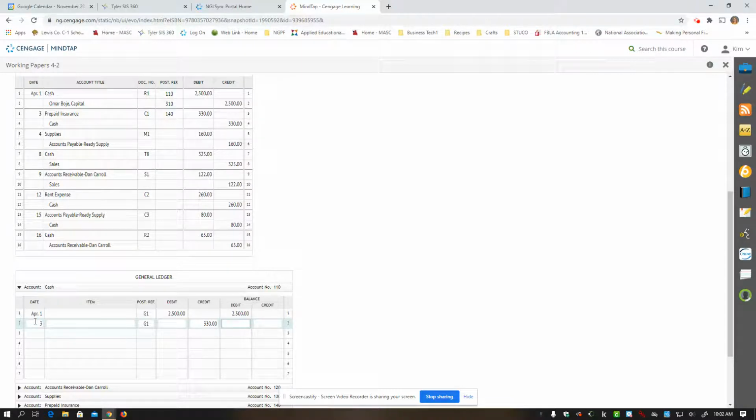No, do not hit the subtract button. Type 2,500 in. Okay, hit plus. Now we are subtracting 330 from it. So now you take 330, and now you press the minus button.